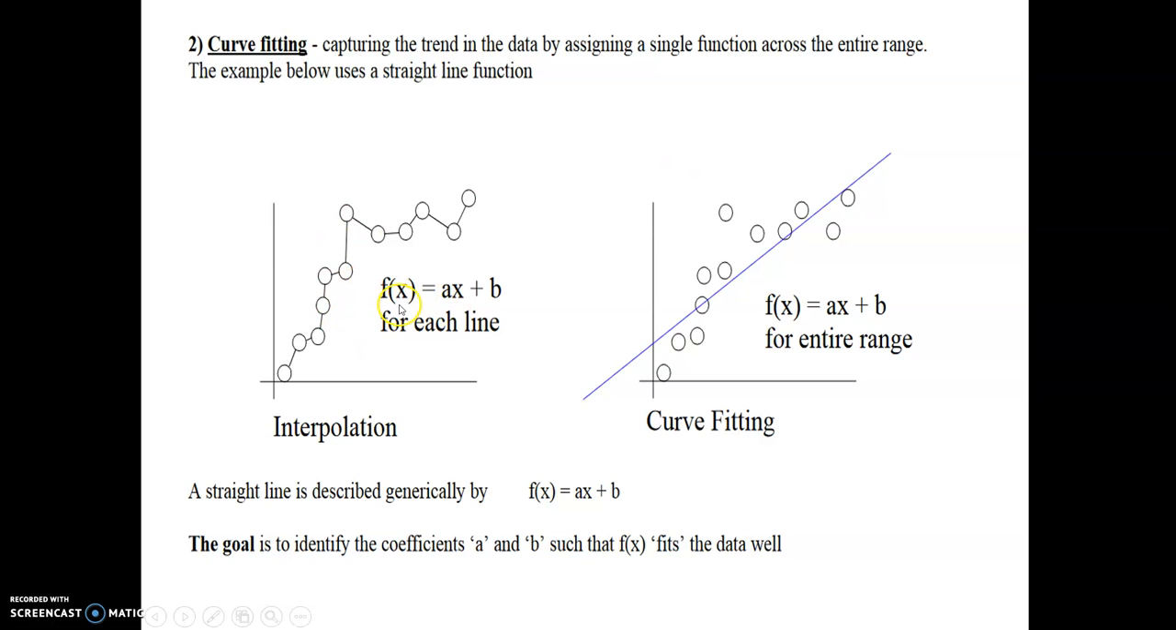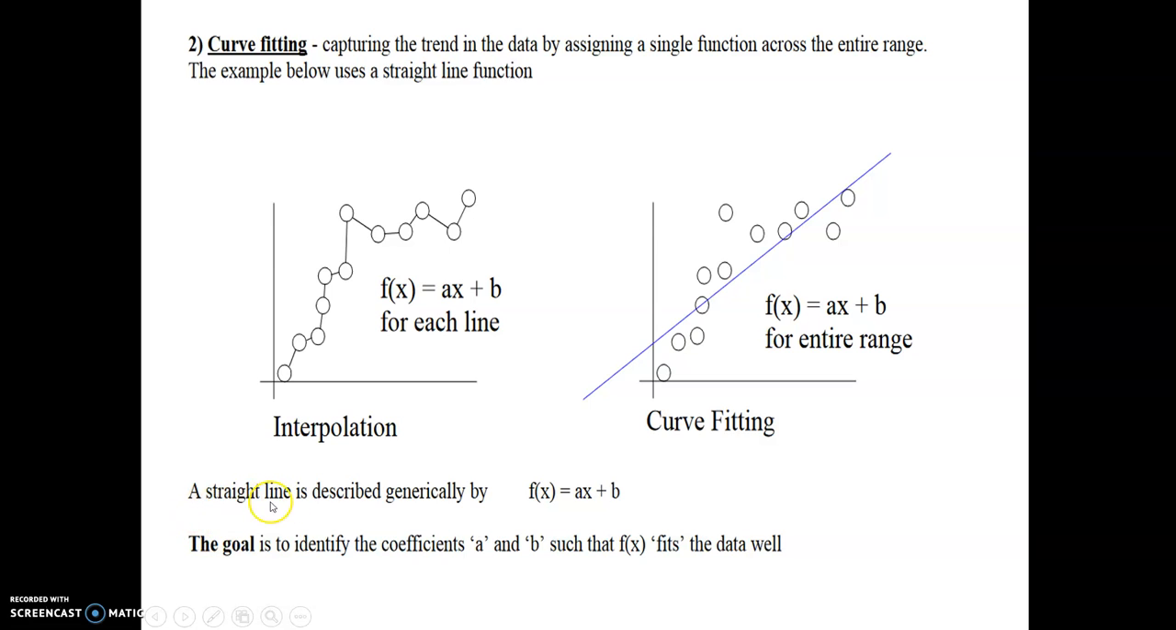So we are assigning this function over the entire range of the points. Here you can see in interpolation, we are joining the points with a function ax + b, and each line is different. So these points we are joining in this way. But what we do in curve fitting is that we draw a common function, a common line, and through that we know the trend, and this is known as curve fitting. We fit the best possible curve to our data points.